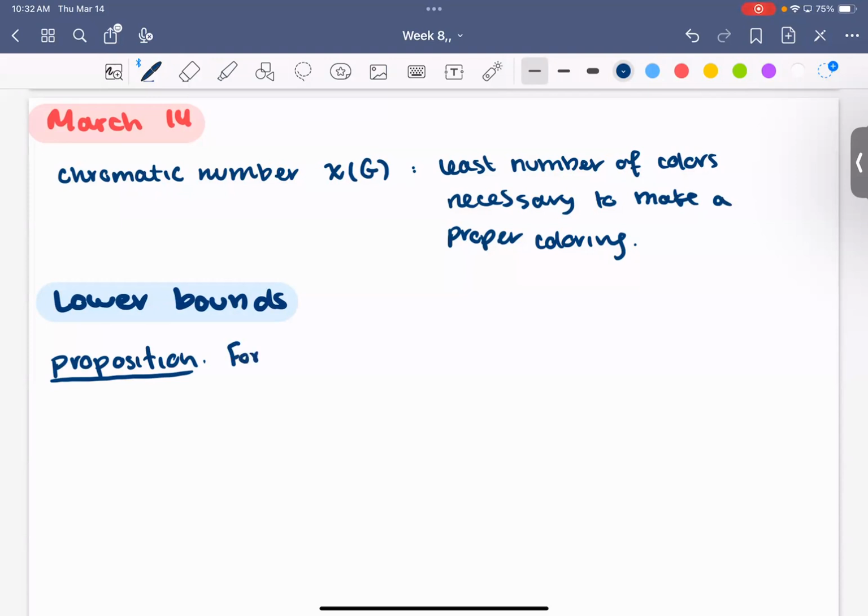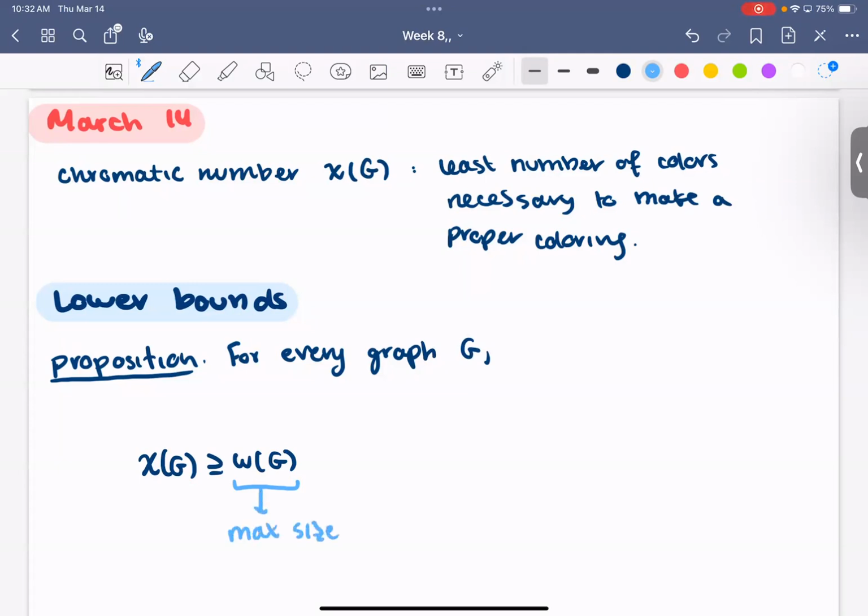So for every graph G, we have the following two inequalities. One says chi G is greater than or equal to omega G, where this is the clique number. So it's the maximum size of a clique in G. And clique, I think we defined back in the first week or something, so I'll remind you. A clique is a subgraph that is Kn. So it's vertices that are all pairwise adjacent to each other. Okay, so that's one lower bound.